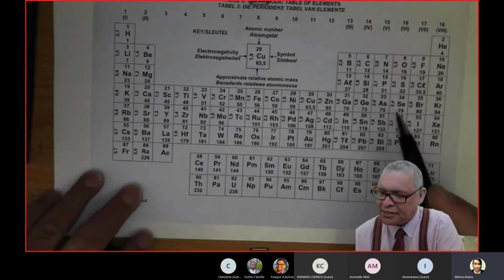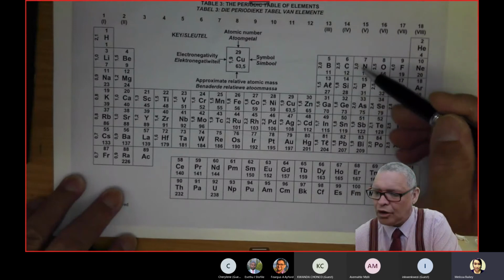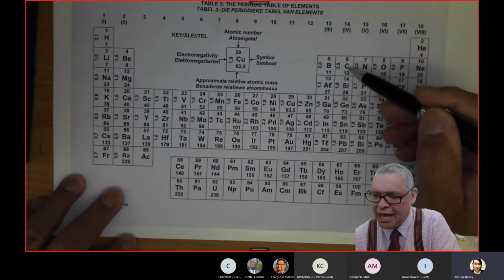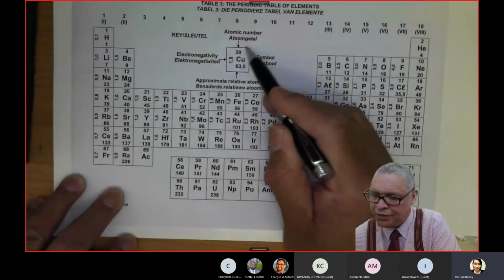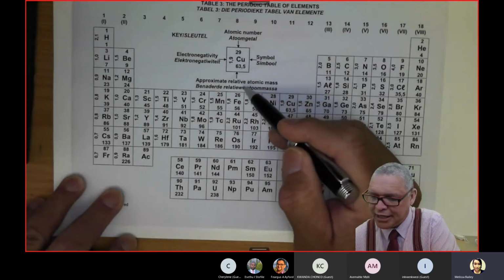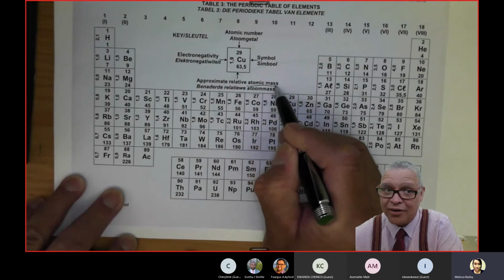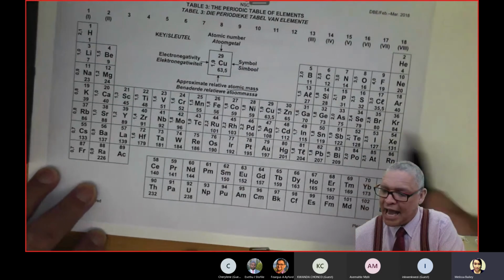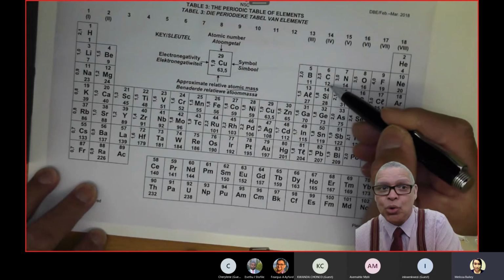If you look at the periodic table, let's take, for example, carbon. There we have carbon here. Carbon is C on the periodic table. The number below, as you can see from the key that's given here, represents the atomic mass. It mentions that right here, the atomic mass. And so when we look at carbon, the atomic mass for carbon is 12.